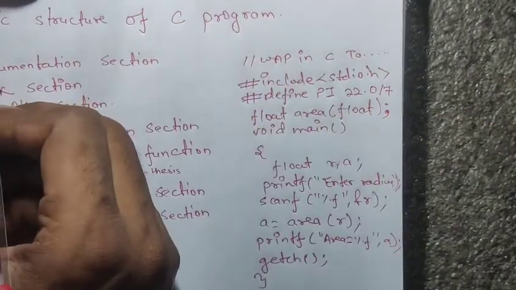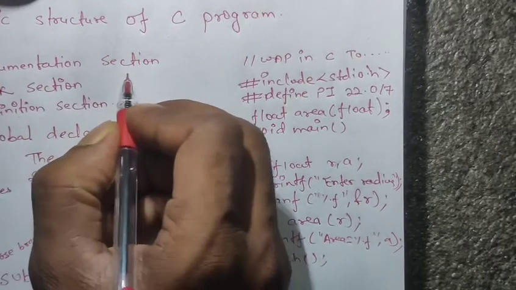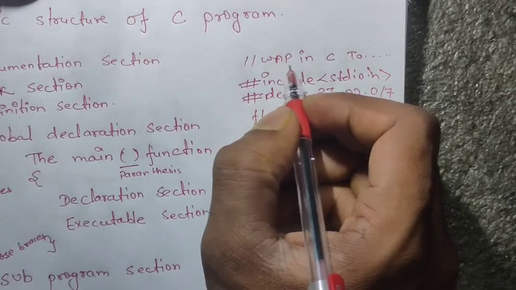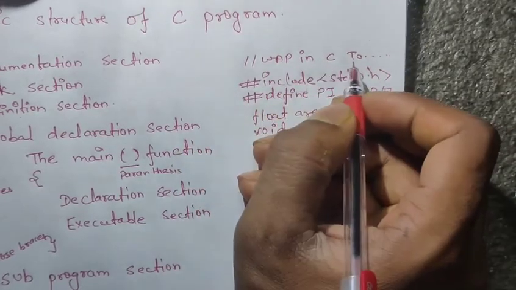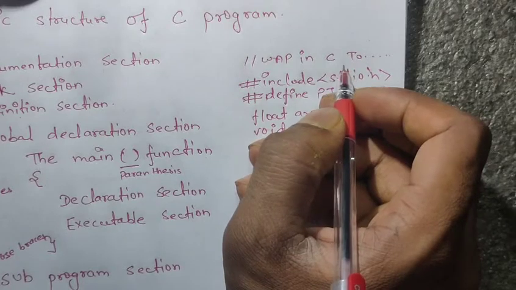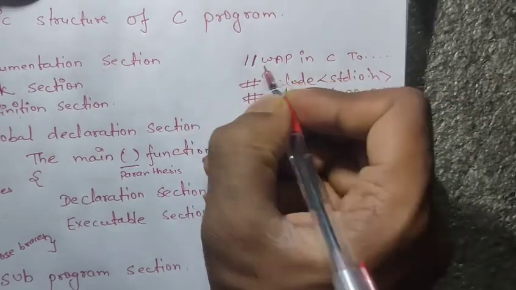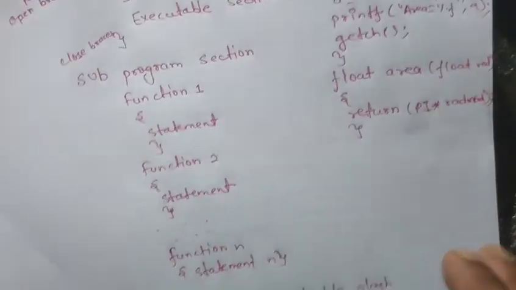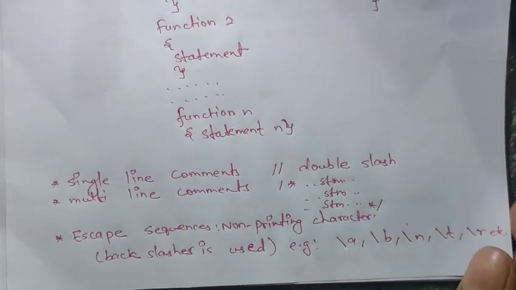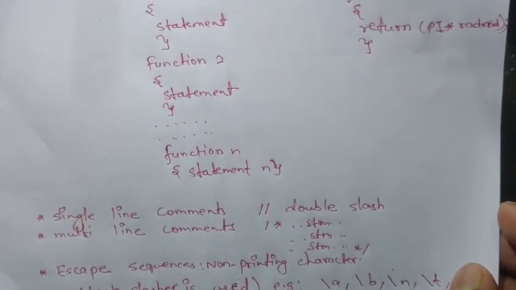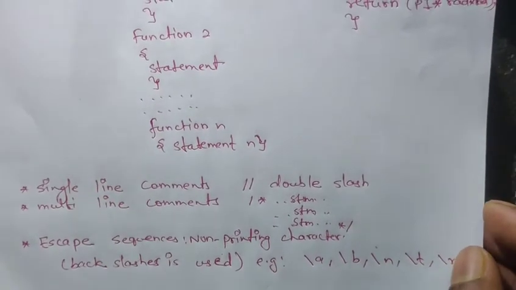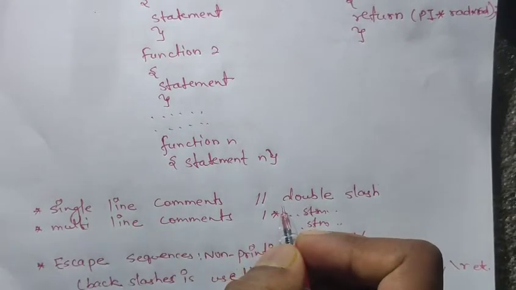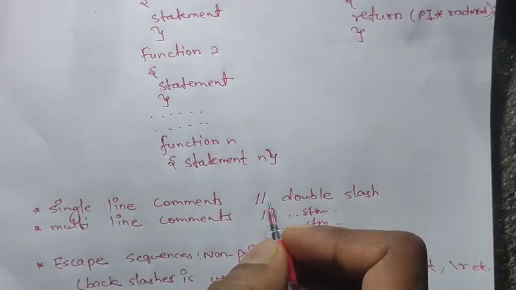In the documentation section we write comments, like what program we are going to write. We write this at the top, and it is called the documentation section. You are seeing this double slash, that means double forward slashes. What is the use of it? Let's see. I have written some notes about comments. For documentation or noting purposes, comments are used. So let's take a single line comment. How is a single line comment written? You have to give double forward slashes.